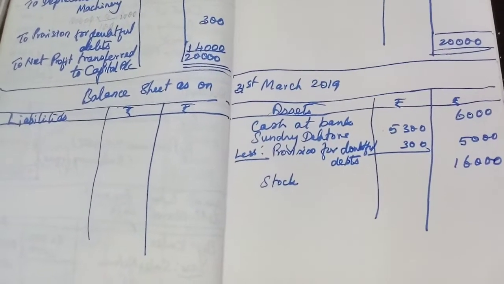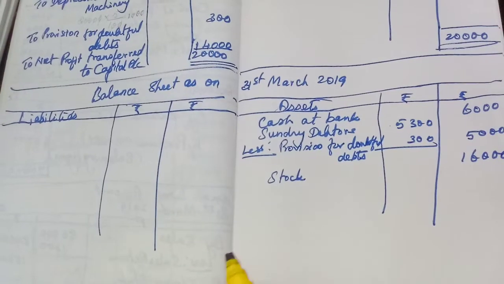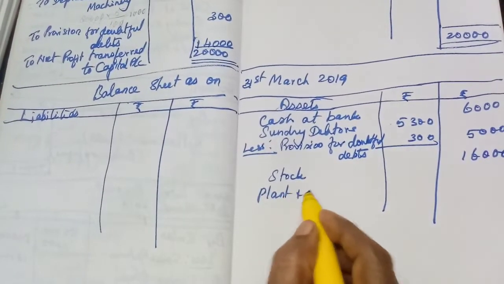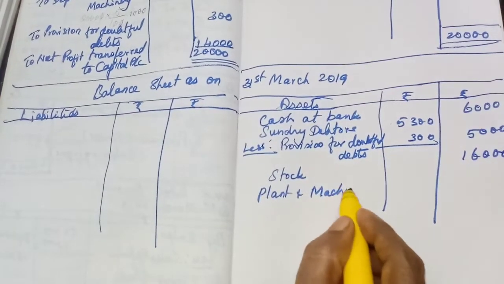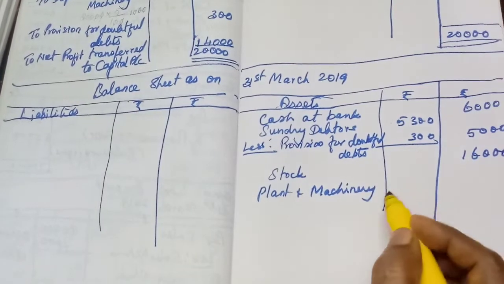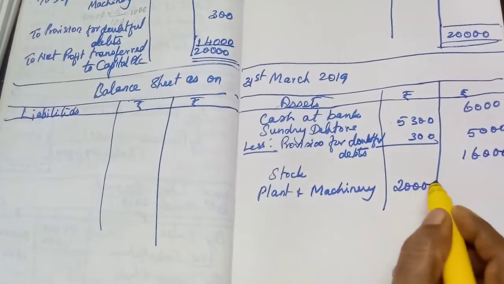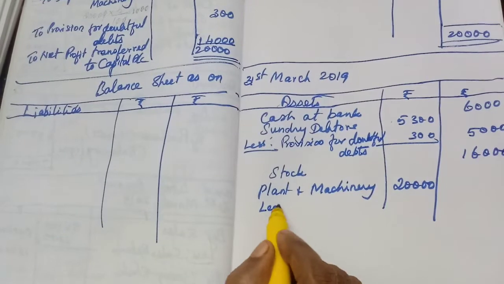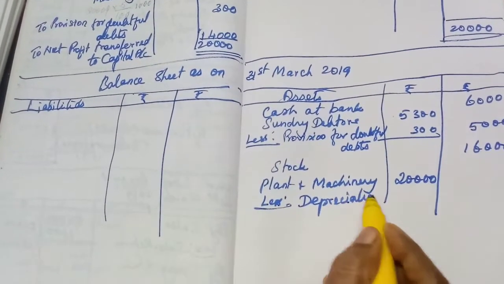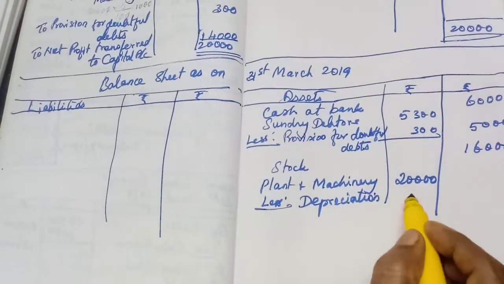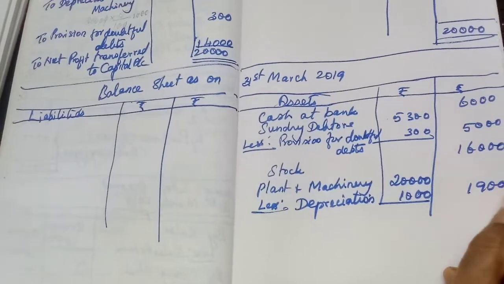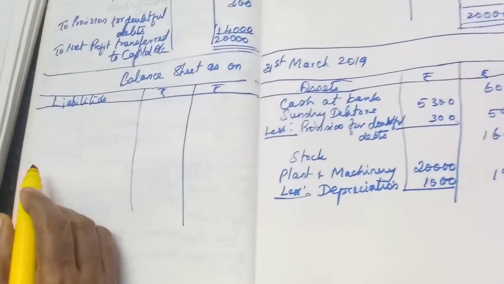Then after stock, plant and machinery. For plant and machinery we have depreciation. So write the amount in the inner column. Okay. 20,000 less depreciation. Depreciation, how much did we calculate? 1,000. So what is the net amount? 19,000. Now we will come to the liability side.